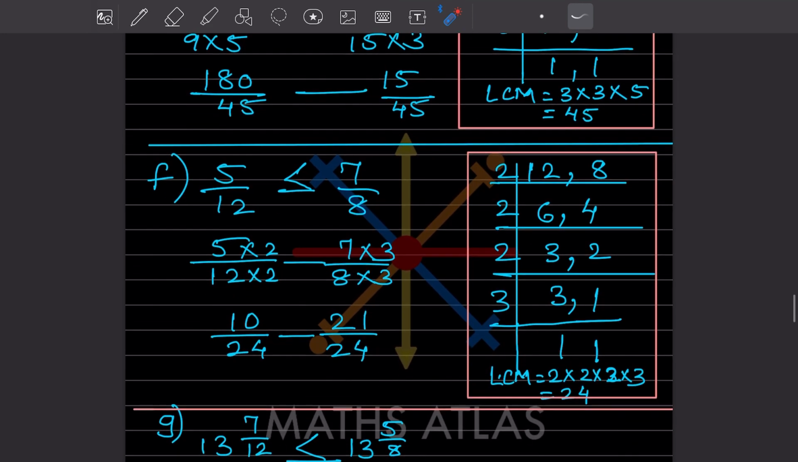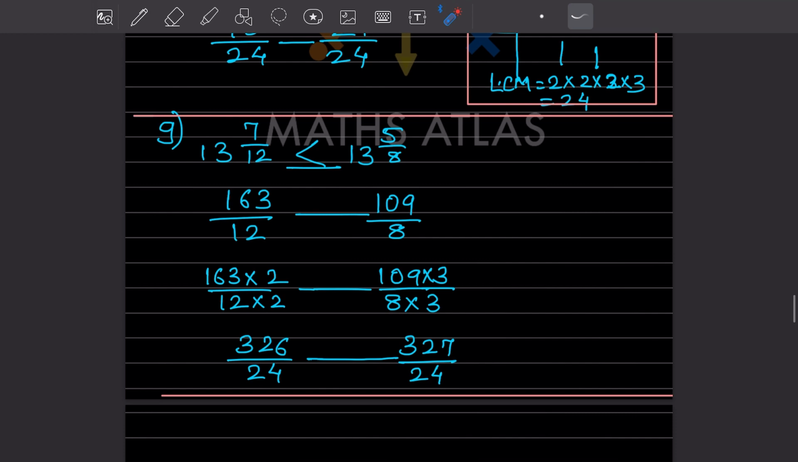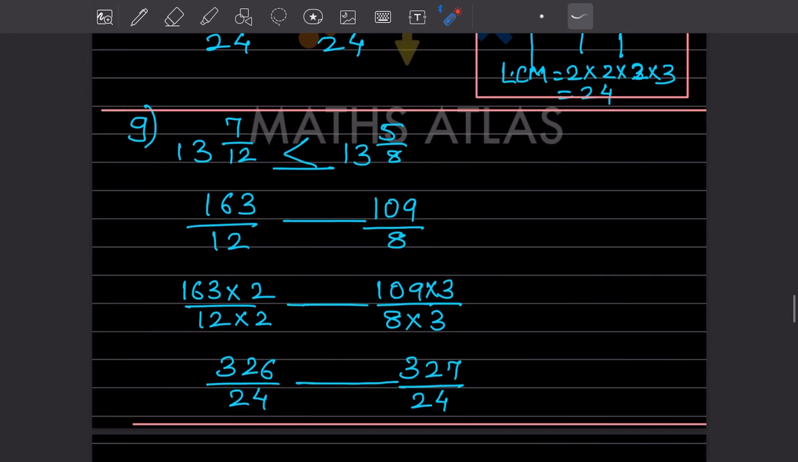Same over here. See here, either you go for this one, if you cross multiply, 8 times 5 is 40. And on this side it is going to be 12 times 84. So which number is bigger? 84, right? So you are going to open the mouth over here. Can you see here? Or you can do it with the help of the LCM, make the denominator the same. Okay, now this one, you can just look at this problem. Now this is in the mixed fraction.